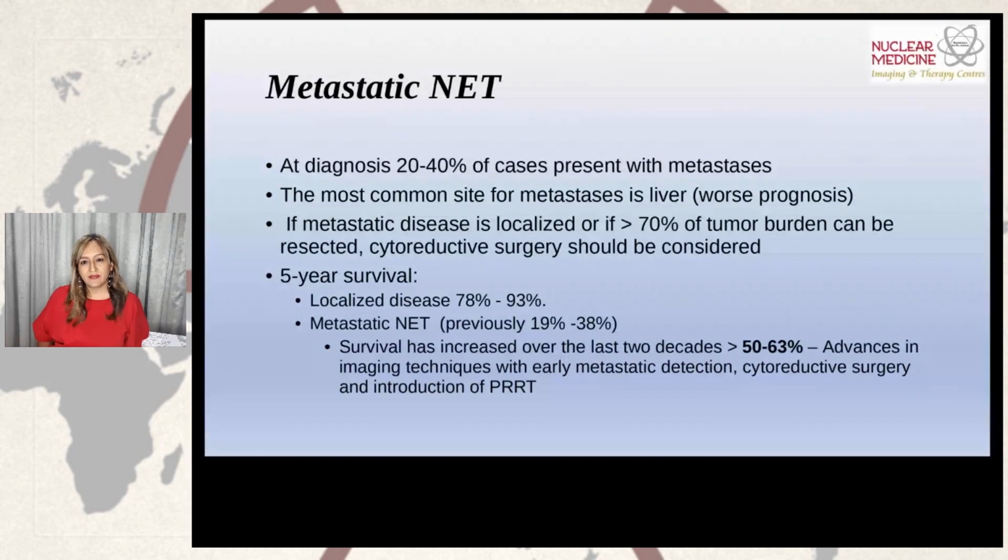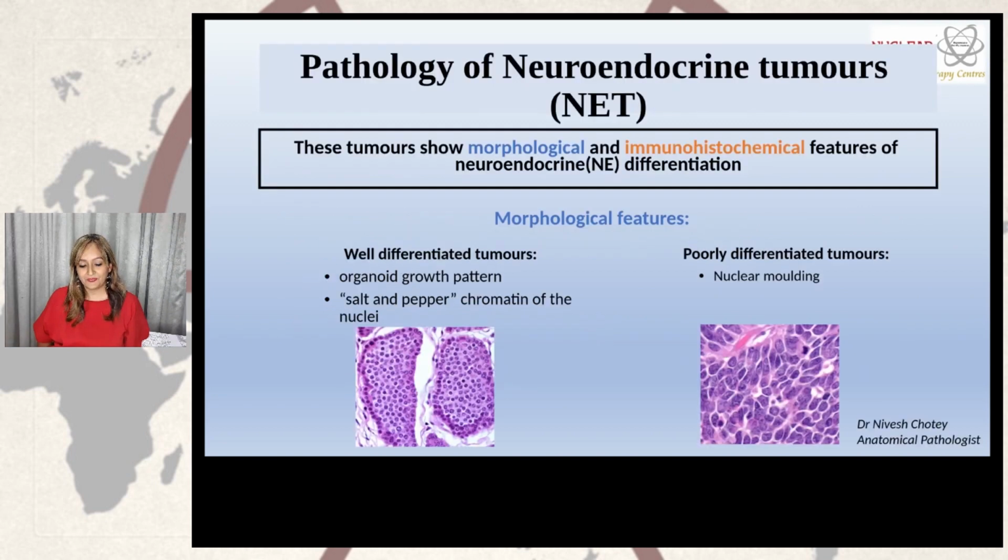The current 5-year survival for localized disease is extremely good, with 78 to 93%. Metastatic NET previously was very poor at 19 to 38%. But in the last 2 decades, the survival has increased, and some report greater than 50 to 63%. And this can be attributed to advances in imaging techniques with early metastatic detection, cytoreductive surgery, and the introduction of PRRT. Next slide.